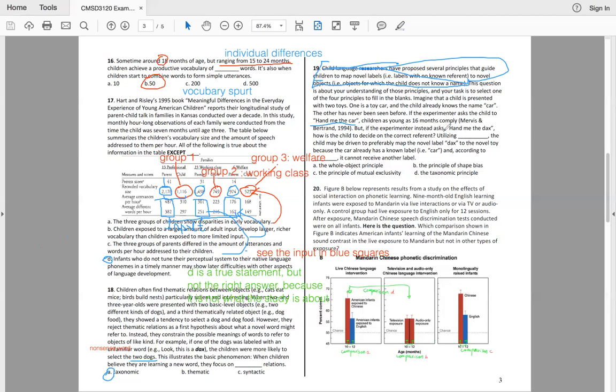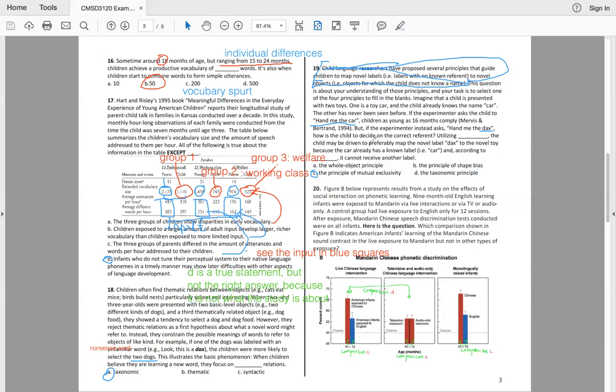But if the experiment instead asks, hand me the DAX. Now the DAX is a nonsense word, an unfamiliar label, an unfamiliar word. How is the child to decide on the correct reference? Now you have a nonsense, new word, and you need to find a reference for this word. How does the child do that? The answer is the mutual exclusivity principle.